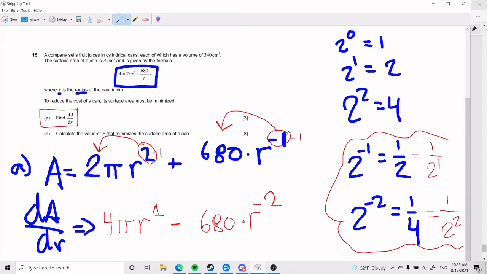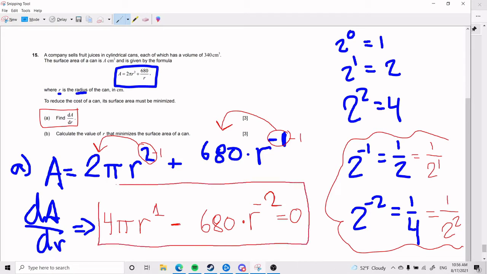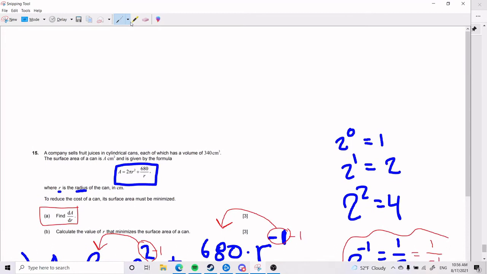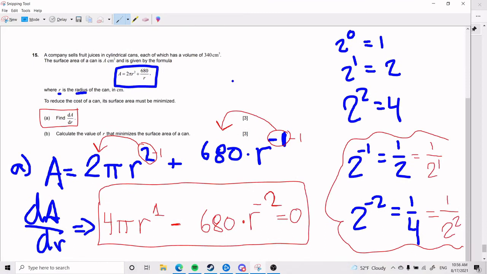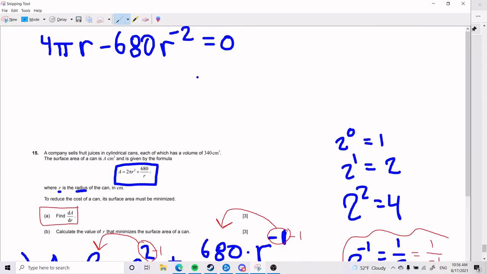Now for part B, we need to calculate the value of r that minimizes the surface area of a can. Anytime you want to work with minimizing or optimizing, you will always set this equal to 0. I will explain at the end of the video why we set it equal to 0, but for now, just roll with it. So here we have 4 pi r minus 680 r to the power negative 2 equals 0. How exactly can we solve this? We find the value of r which gives us 0.